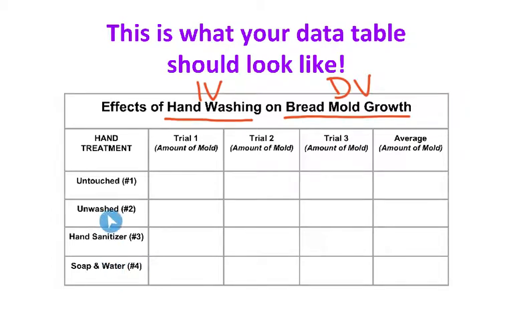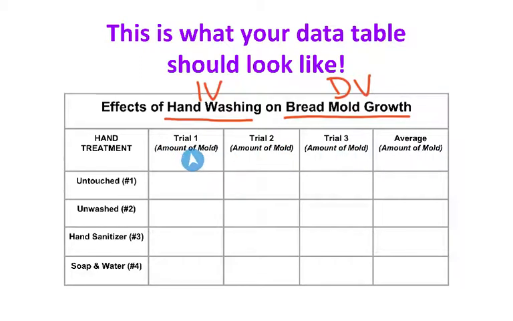Now for each one of these hand treatments, for each one of these tests, you set up 3 trials. So across the top you should have had trial 1, trial 2, trial 3, and then at the end, once we've done 3 trials for each one of these, we're going to get an average. So you should end with your average. Now remember, your trials go across the first row, and you want to put your units here.